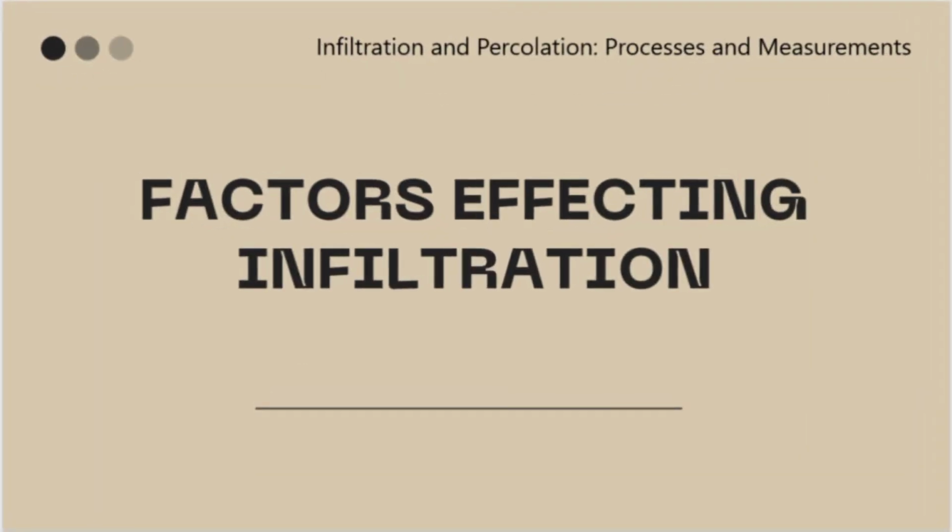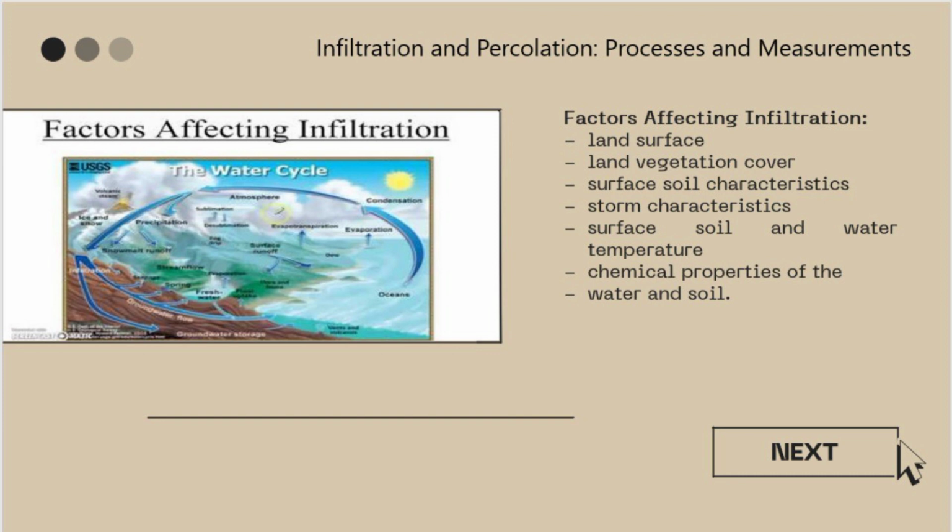Next, here are the factors affecting infiltration. First, the land surface. Next is the land vegetation cover, the surface soil characteristics, storm characteristics, surface soil and water temperature, and lastly, chemical properties of the water and soil.